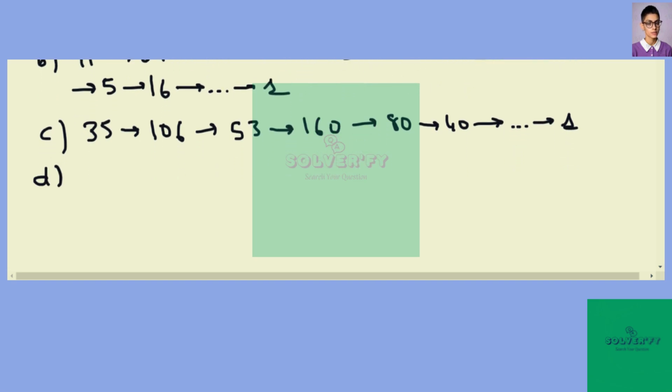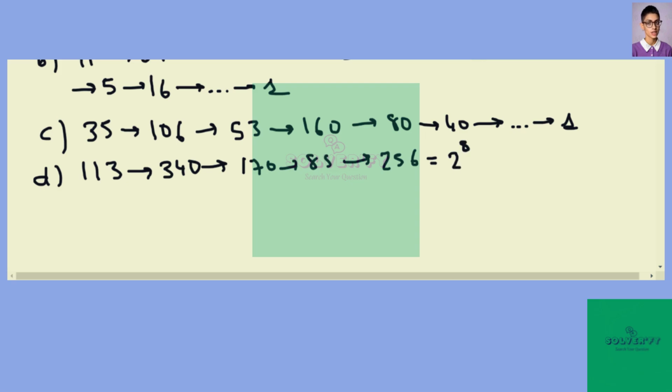And so for the last number, you are at 113. Multiply by 3 and add 1 gives you 340. And yeah, you repeat the process. Divide by 2, then divide by 2 again, you're at 85. And then 256. And here, notice that 256 is 2 to the power of 8.